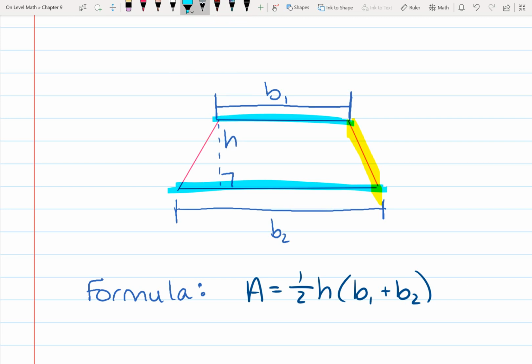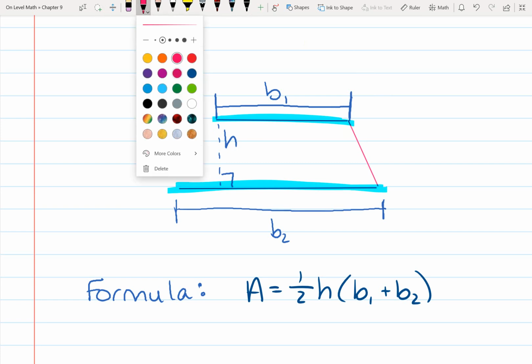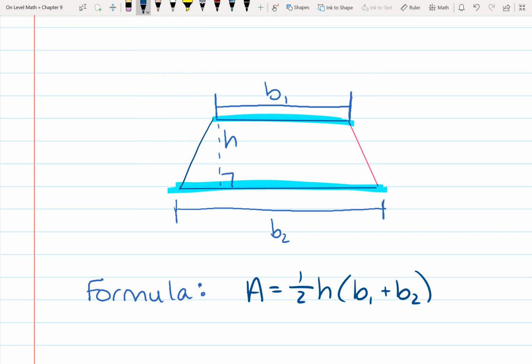The side that is in yellow and the other side that is in yellow, eventually, if they kept going, they would connect. So the bases are the sides that are parallel, and those are the top and the bottom. Base 1, I typically say is the smaller. Base 2 is the larger, but it truly doesn't matter in your formula because you are just adding them together. Addition works for the commutative property.